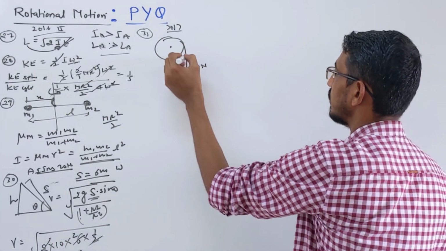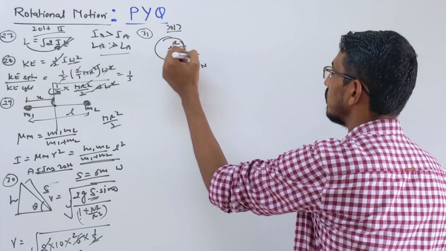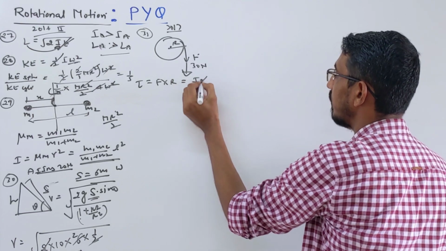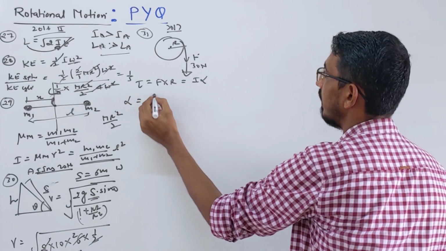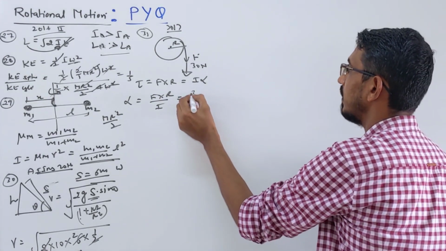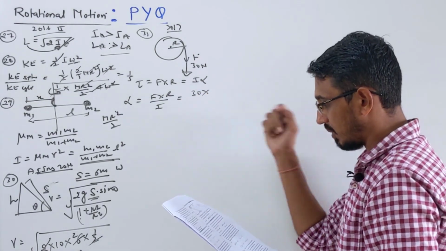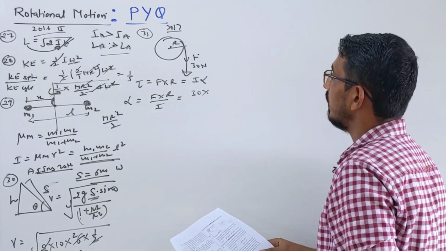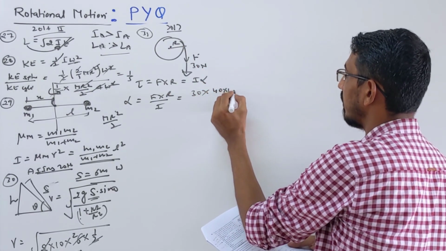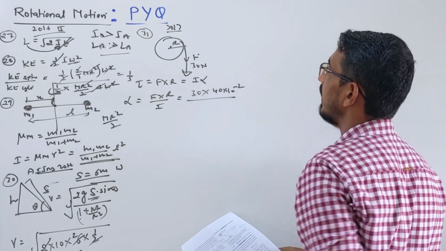So you know that this is a force F, this is the radius r. So the torque produced by this force is F into R, which is equal to I into alpha. We have to calculate alpha. So F into R by inertia. All are given to us. Force is given 30 newton. Radius is given 40 centimeter, 40 into 10 power minus 2. That's your F into R by inertia.